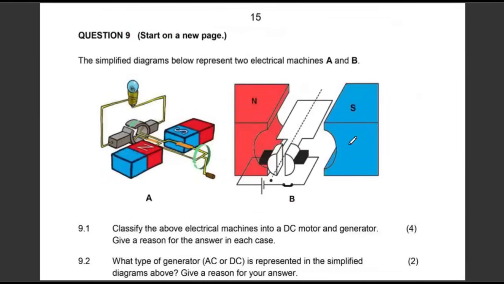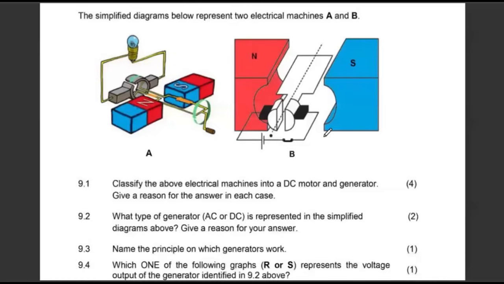Question number 9. We're almost there. They're telling us that the simplified diagrams below show two electrical machines. We have A, we have B. Then they want us to classify the above machines into a DC motor and generator. So number one, we need to classify and give reasons. So A is a generator. They said classify the machines and give a reason in each case.